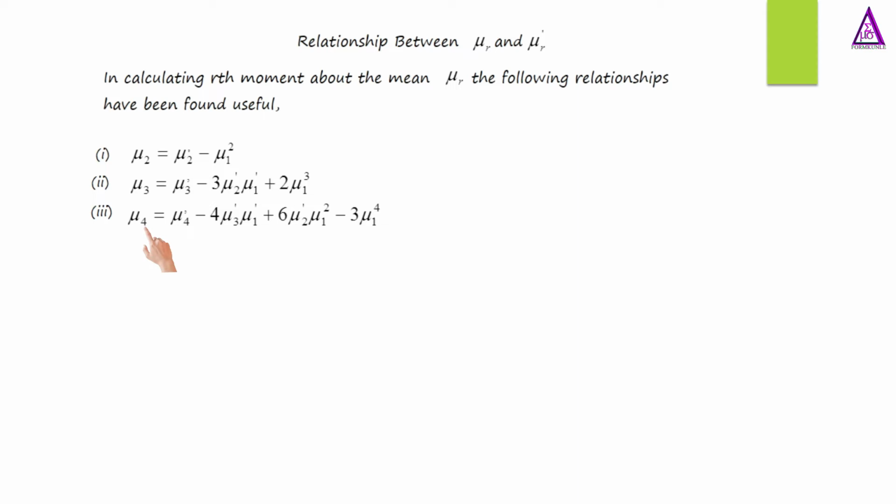The fourth moment about the mean is equal to the fourth moment about the origin, minus 4 multiplied by the third moment about the origin multiplied by the first moment about the origin, plus 6 times the second moment about the origin times the first moment about the origin squared, minus 3 times the first moment about the origin raised to power 4.